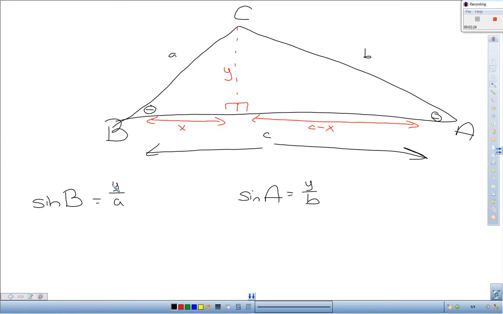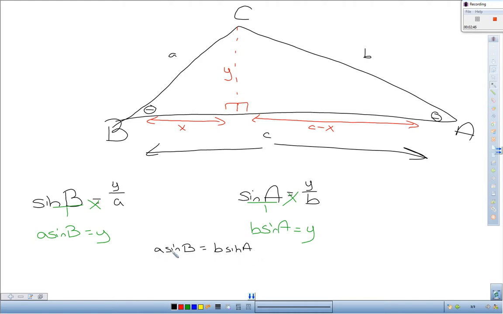If you notice, both of these equations have Y in it. So what I'm going to do is I'm going to cross multiply each one. So I'm going to get A sine of B equals Y. And over here I'm going to do the same thing, cross multiply, get B sine of A is equal to Y. Notice that both of these things are set equal to Y, so that means I can set them equal to each other. So I've got A sine of B equals B sine of A.